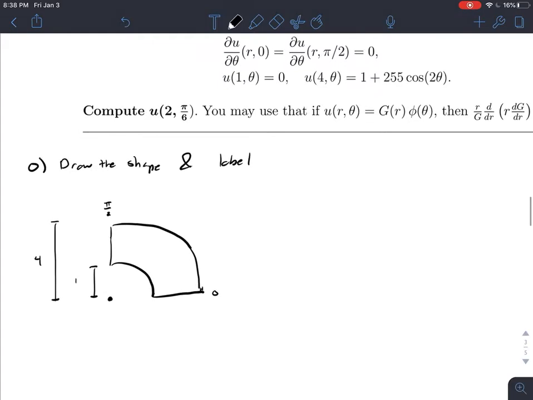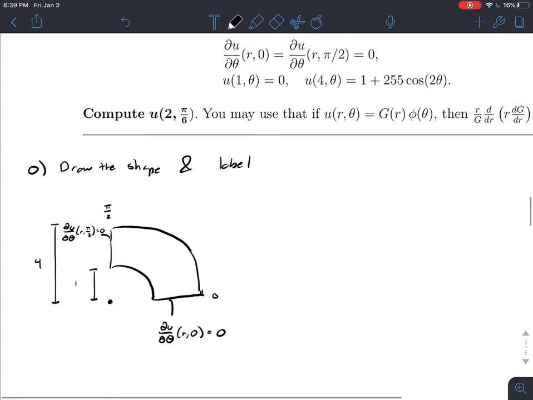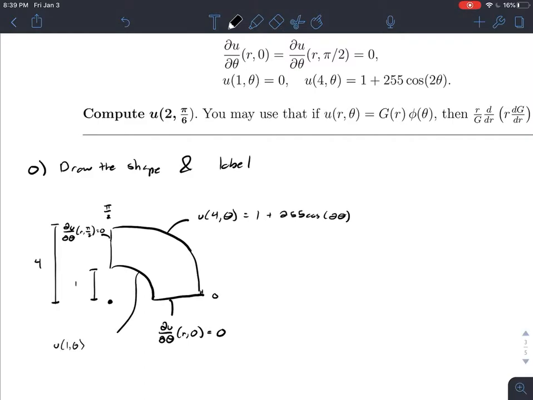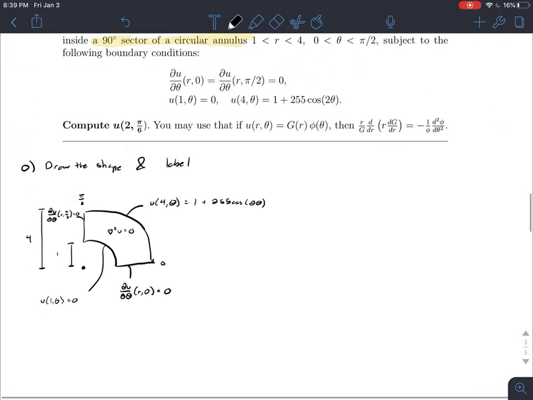Now, the other boundary conditions. We're also told that we have Neumann boundary conditions, so first derivative boundary conditions, on these sides: the theta derivative of u at (r, 0) equals 0, and similarly on the other side, the theta derivative of u at (r, pi over 2) is equal to 0. On the outer edge of the circle, u(4, theta) is equal to 1 plus 255 cosine 2 theta. On the inside, u(1, theta) is equal to 0. And of course, we have the Laplacian of u equal to 0.